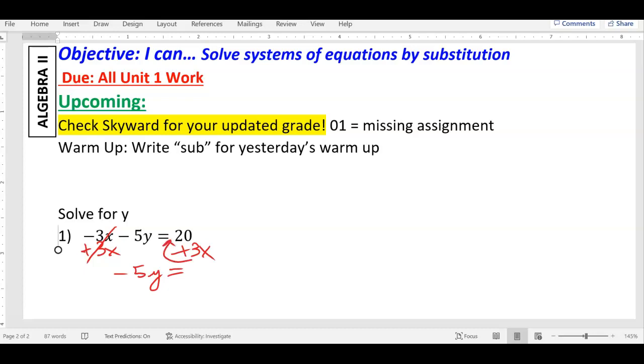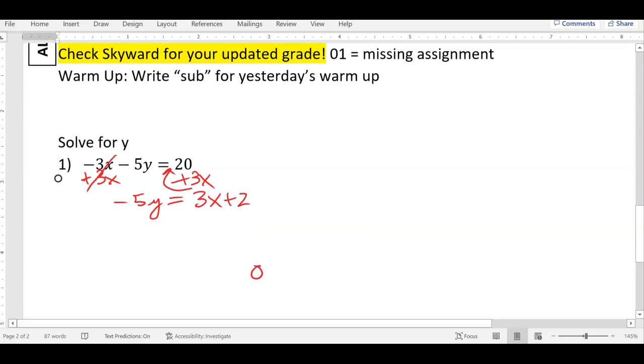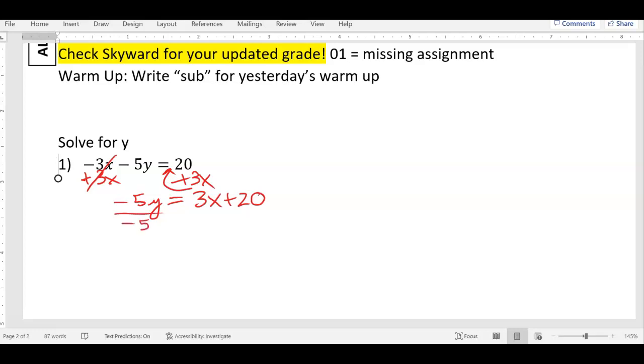But I said this 2 days ago, I'll say it again. It is not 23. It is not 23x. They do not combine because they are not like terms, right? So let's write that 3x plus 20. And then my last step, how do I get rid of that negative 5 in front of y? Divide by negative 5. Divide by the exact same number in front of the variable, which is y.